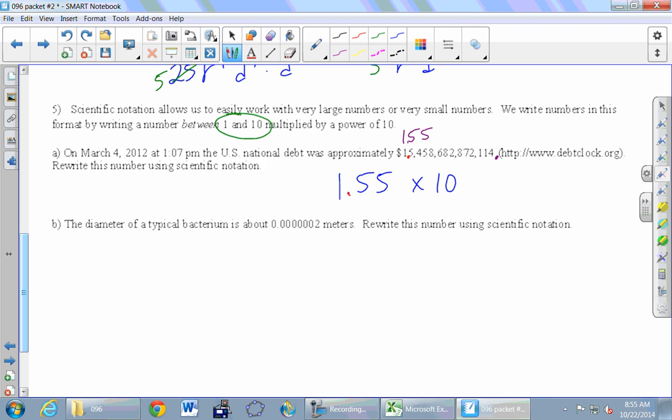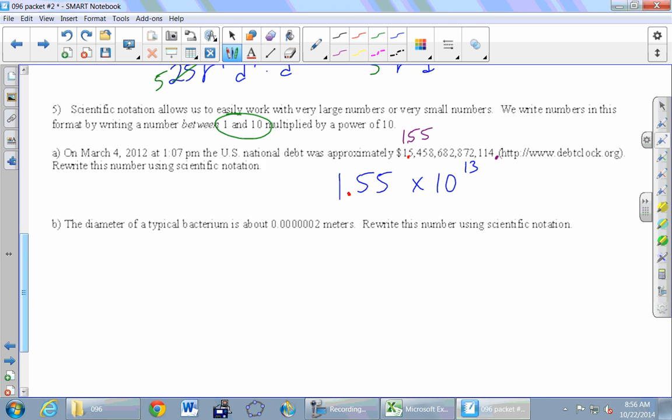One vote for 13. Can other people count? We'll just get some confirmation here. 13. Right, and the commas help you count, right? So 3, 6, 9, 12, and then one more. 13 sounds good to me. So I'm going to put a 13 up here, and that's our answer. National debt, 15 trillion and change, could be written in scientific notation as about 1.55 times 10 to the 13. Okay?